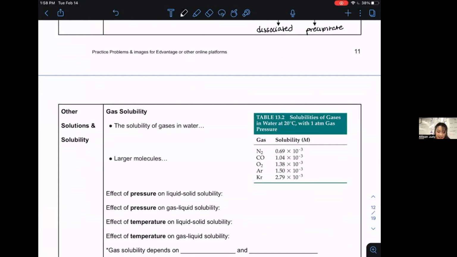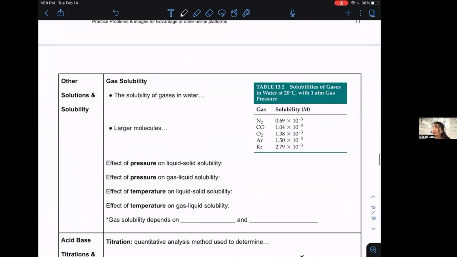Okay. Gases have kind of the actual opposite reaction to ways to increase solubility. So the solubility of gases in water increases with increasing mass of the particles and increasing surface area.